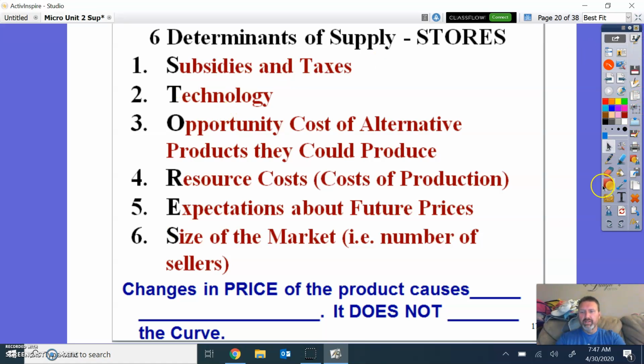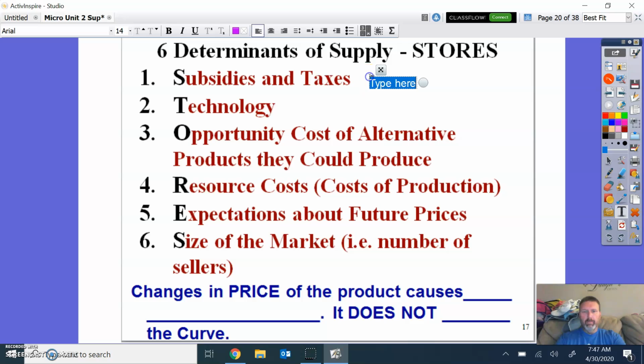First one here, subsidies and taxes. This is the one we've been talking about, which we say is some type of government policy. Subsidies will increase supply, taxes will decrease supply. Typically, a change in technology will only increase the supply curve. Any new technology will move it that way.